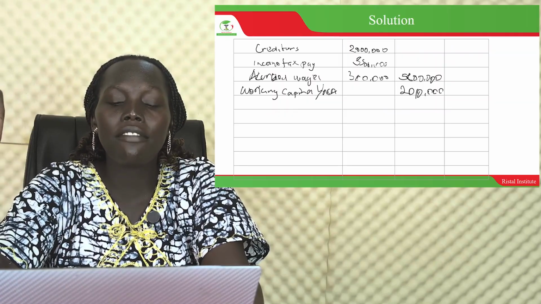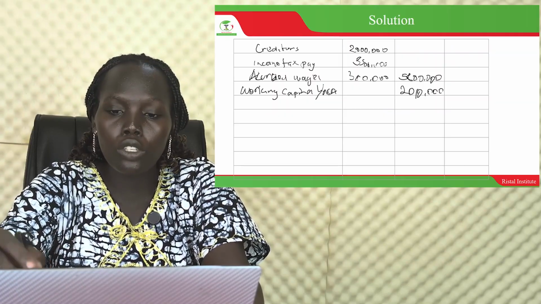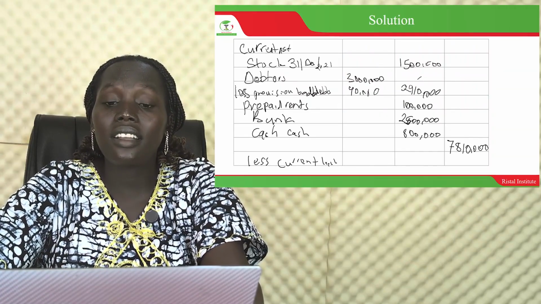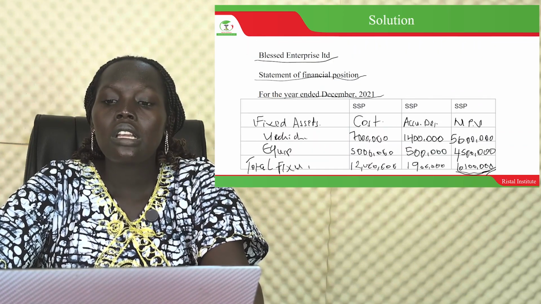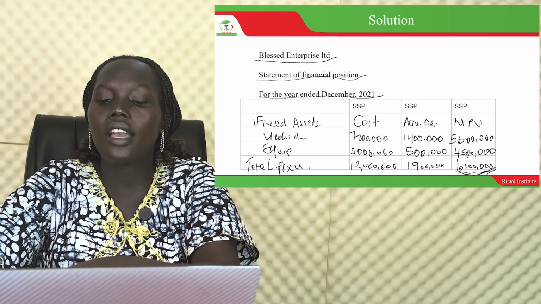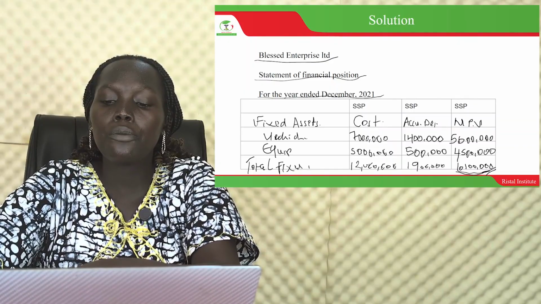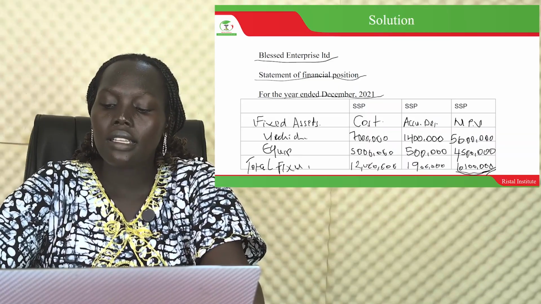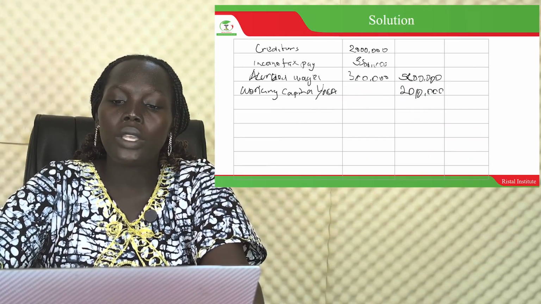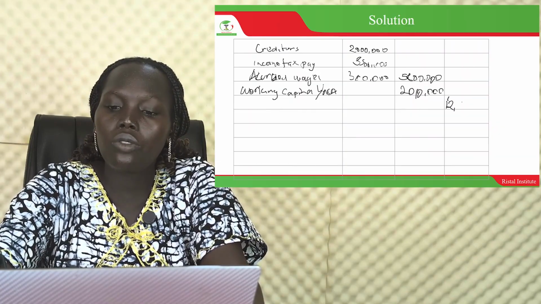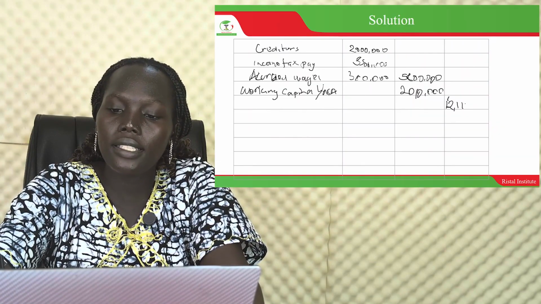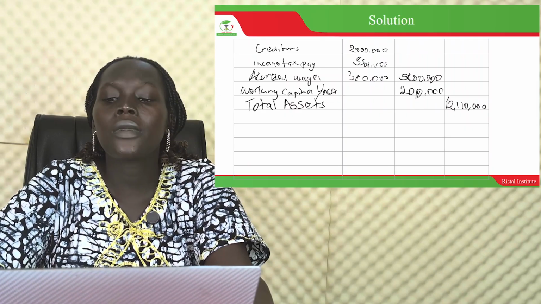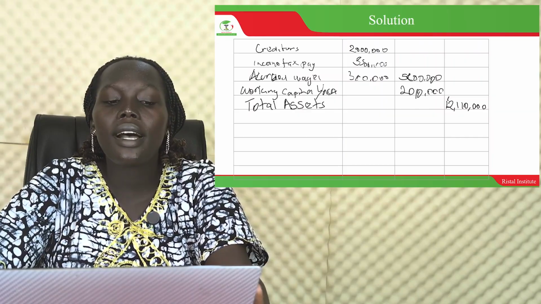So we shall add it to our fixed assets. So we get 2,010,000 plus our fixed assets, we are taking this figure of 10,100,000 as our total fixed assets. So when you add, what do we get? When we add, we get 12,110,000. So this is our total assets.